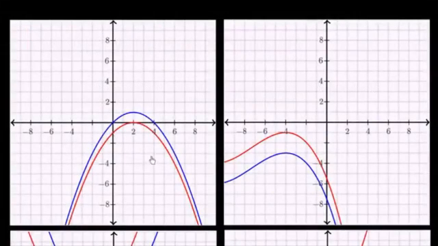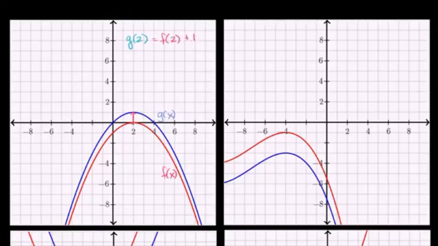So this red curve is the graph of f of x, and this blue curve is the graph of g of x. And I want to try to express g of x in terms of f of x. And so let's see how they're related. So we pick any x, and we could start right here at the vertex of f of x. And we see that at least at that point, g of x is exactly one higher than that. So g of 2, I could write this down. G of 2 is equal to f of 2 plus 1.